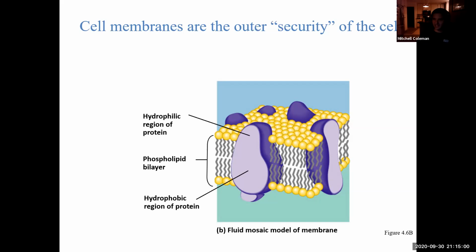Okay, so not anything can just get through the cell membrane. There's an actual set of criteria, and this can get quite intricate here. But broadly, the cell membrane, the phospholipid bilayer, the plasma membrane, it's the outer security of the cell. That's the function of the cell membrane.